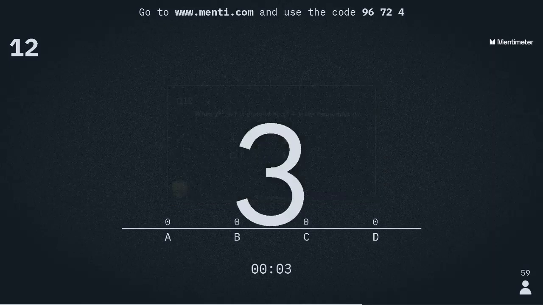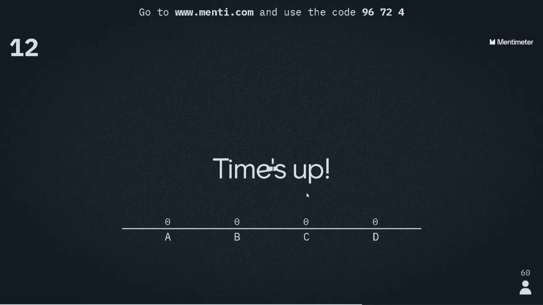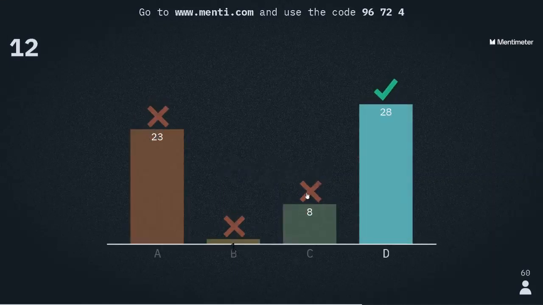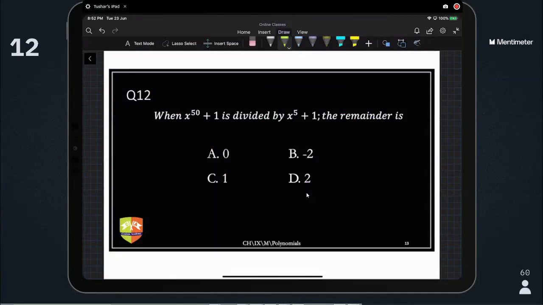Okay, last 5, 4, 3, 2, 1. Very, very easy question. Okay. Good. Maximum number of people are correct. That's good. Okay, what happened? So this was not to be confused.